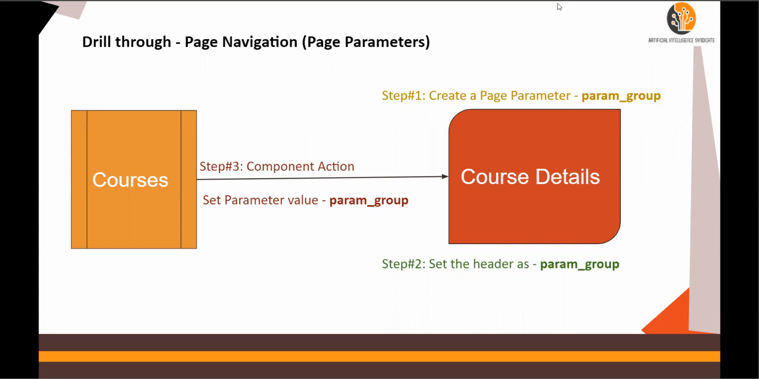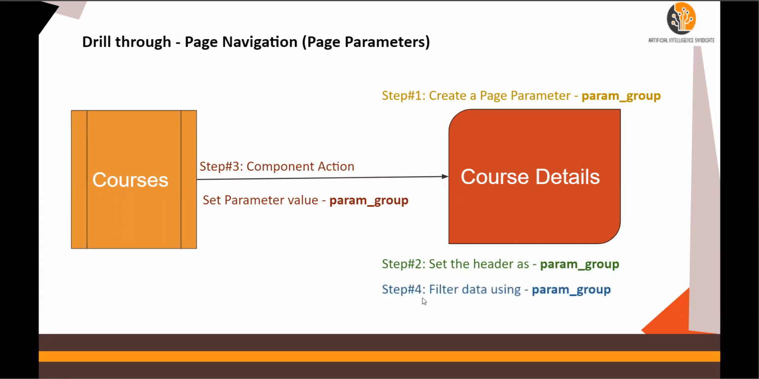In the last video, we were talking about the page navigation from the course's homepage to the course detail page. We had already performed step number one, which created a page parameter on the course detail page known as param_group. Then we set the header as param_group. And step number three, what we did was we already created the connection from the course homepage to the course detail page by passing the parameter value.